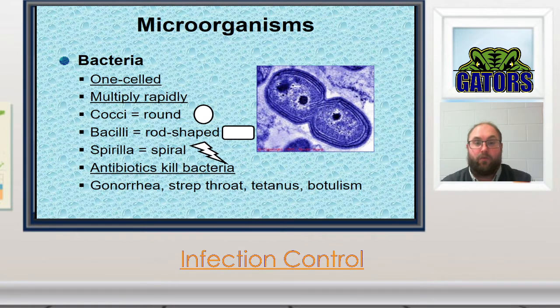How we treat infections caused by bacteria is we use antibiotics. Antibiotics are the tools that we use to fight off bacterial infections. Some examples of bacterial infections are strep throat, tetanus, and botulism. These are things that are caused by bacteria growing in the body.